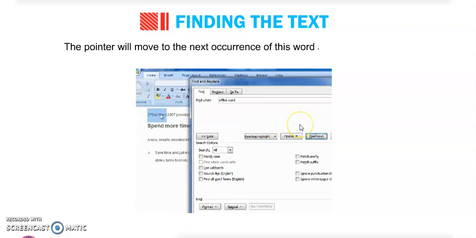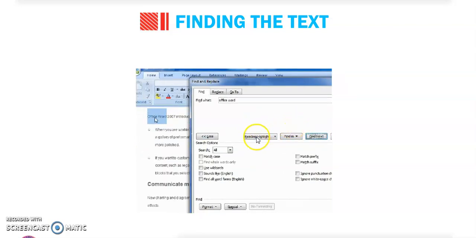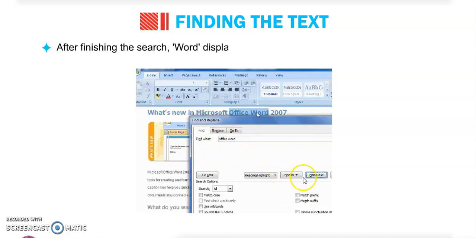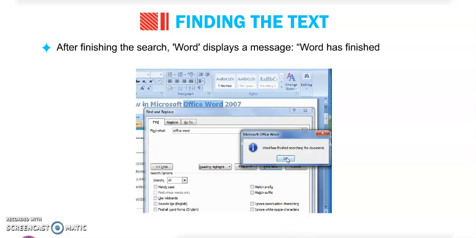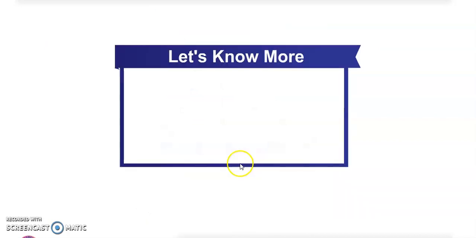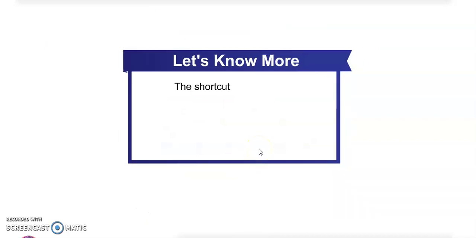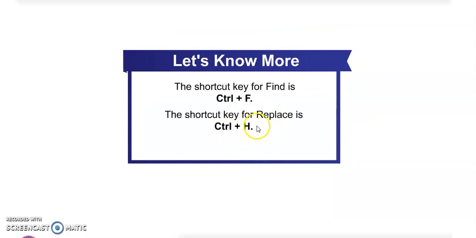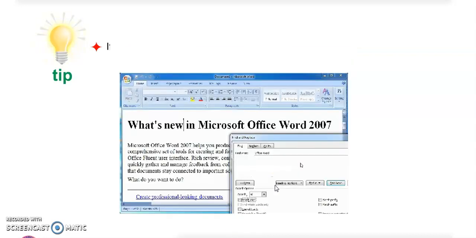It will move to the next occurrence of this word and the text will get highlighted. Okay, it will find step by step. After finishing the search, Word displays a message that Word has finished searching the document. Then click on OK. And the shortcut key for finding is Ctrl plus F, and the shortcut key for replacing a word with the correct word is Ctrl plus H. And to cancel a search, press the Escape key. You can do cancel also.